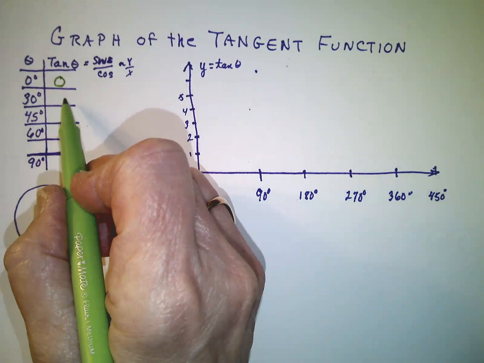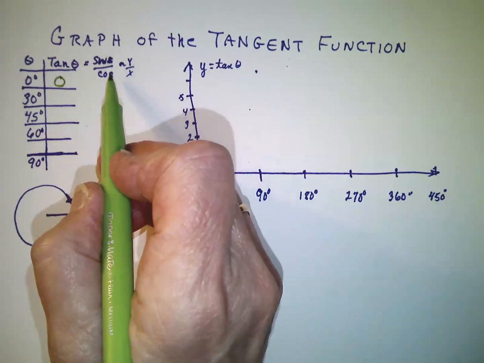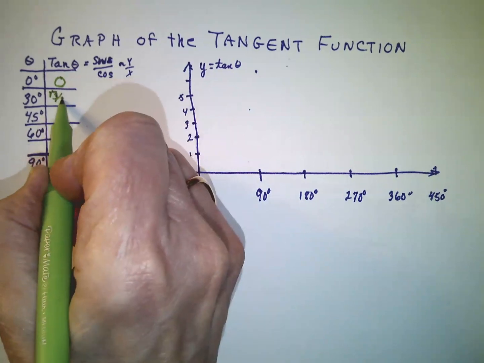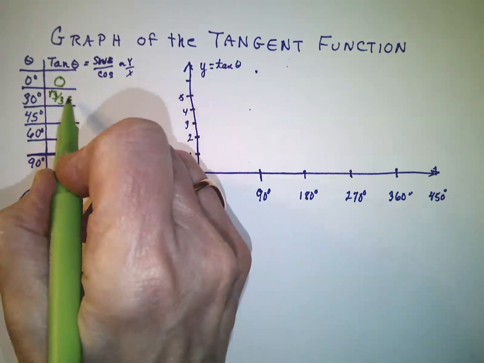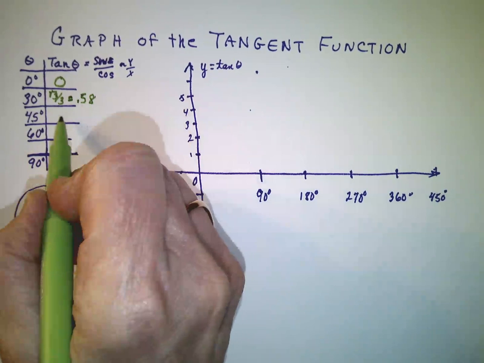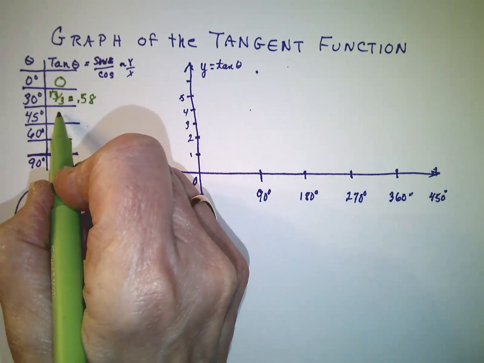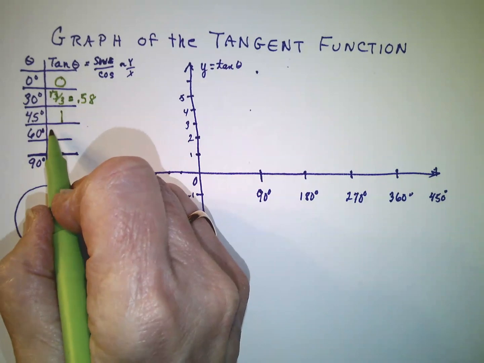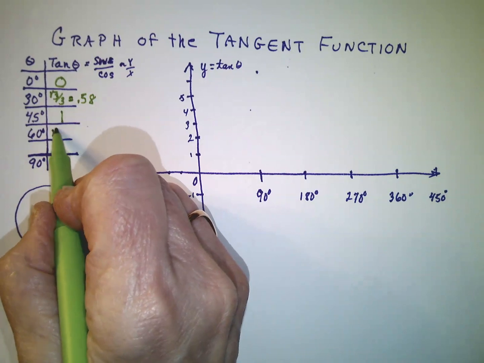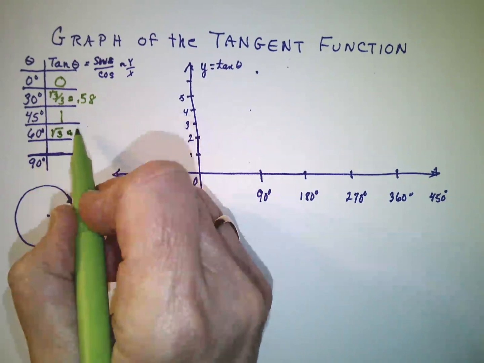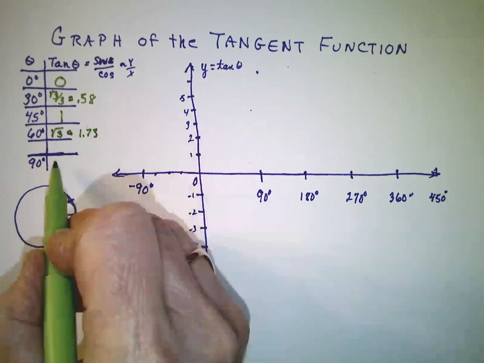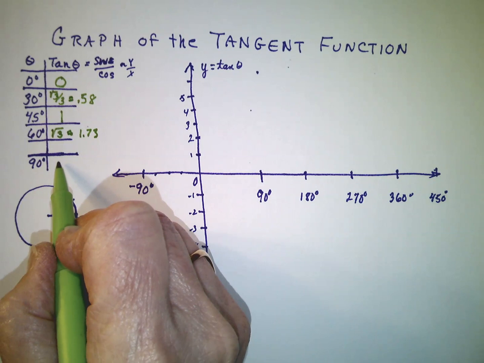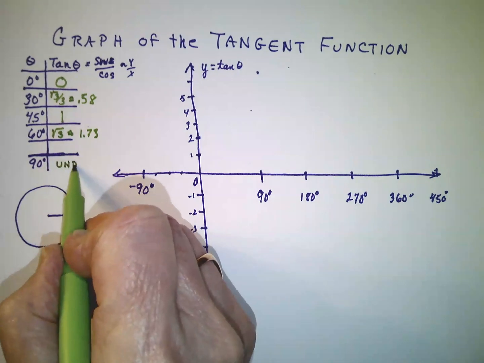The tangent for 30 degrees would be sine value is 1/2 divided by the square root of 3 over 2. That came out to be the square root of 3 over 3. But when we plot it on the graph, that's going to be about 0.58. 45 degrees, the sine and the cosine are the same, so the tangent value is 1. 60 degrees, the sine's square root of 3 over 2, the cosine's 1/2, so the tangent's the square root of 3, which is about 1.73.